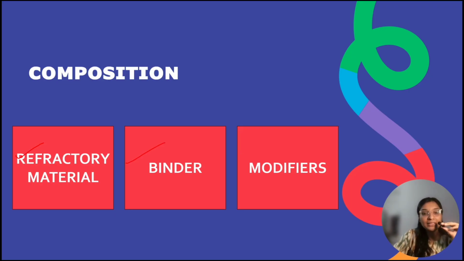Binder means it will bind the refractory material together. And then there are modifiers. Modifiers will modify the setting time and setting expansion. So any investment material has three major components. First, refractory material, second is the binder, and third is modifiers.